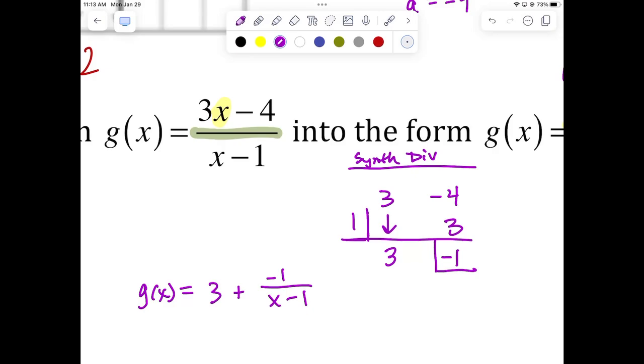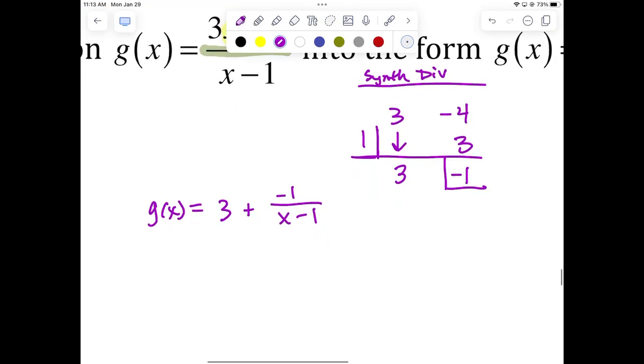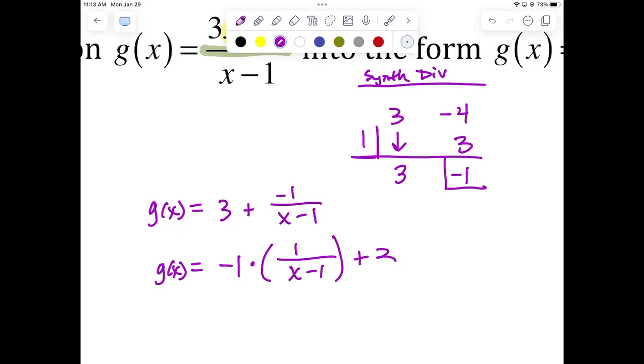Holy moly smokers. It worked. That's it? Well, now we need to put it in standard transformation form. So now I'm going to do 2 things. I'm going to bring the negative 1 out of the numerator and put it out front, and that leaves the positive 1 up there. And then I'm going to put the plus 3, which is in the front, at the back.